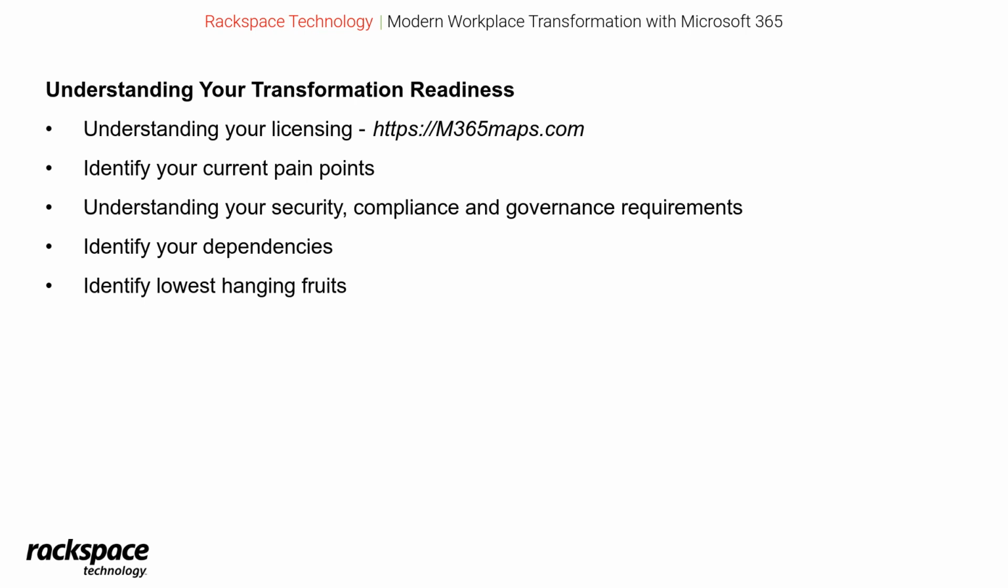Identify your workloads that have an alternative in the cloud. Prioritize them based on your business needs. Attack the lowest hanging fruits first. Plan for controlled rollout of services by enabling or disabling workloads included in your licensing until your organization is ready to use them.